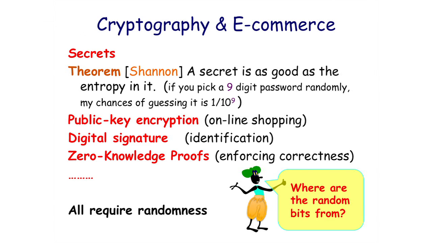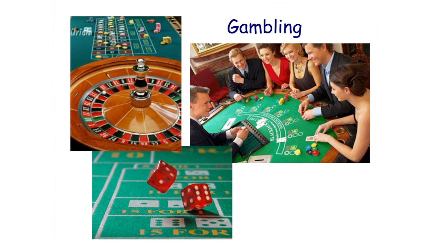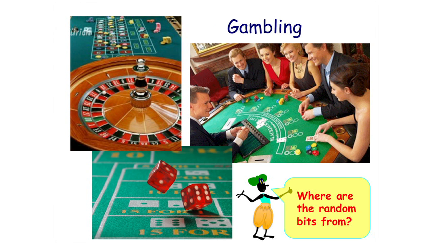And again, where is it coming from? There are other applications of randomness that you all know and love. So let me get to the main point. Where are random bits coming from? In fact, I'm sure many of you are using them. So where are they coming from?